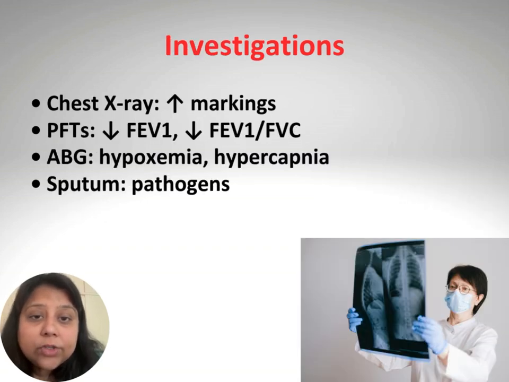The investigations done for chronic bronchitis are chest X-ray, which shows increased markings, and pulmonary function test, which shows decreased forced expiratory volume in first second, and decreased forced expiratory volume in first second divided by forced vital capacity. ABG shows hypoxemia and hypercapnia, and sputum is also examined for pathogens.